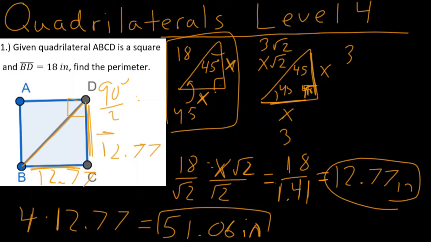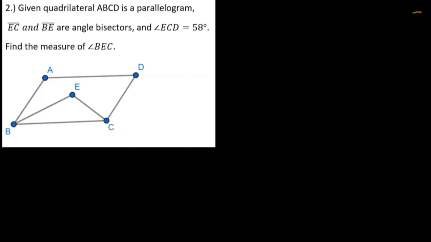Okay, so in our second example, given quadrilateral ABCD is a parallelogram, and EC and BE are angle bisectors, and angle ECD equals 58 degrees, we want to find the measure of angle BEC. Now you'll notice there is a lot of information there. So let's start labeling some things.